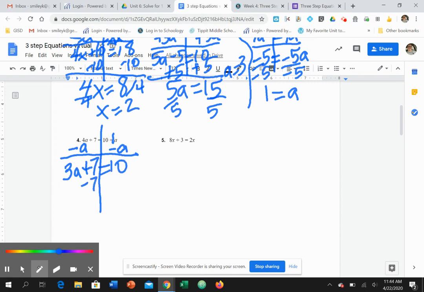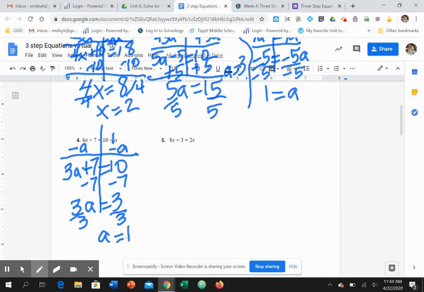I'm going to minus 7 to both sides. And 3a equals 3. Divide by 3. And a equals 1. All right, remember, we've already had this multiple times throughout the year, so hopefully it is a review for you. Last problem.